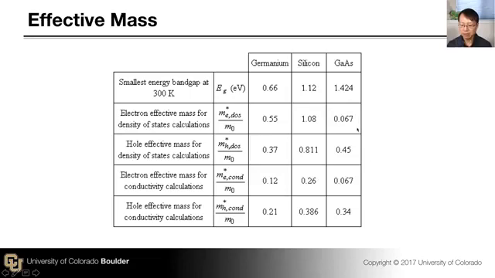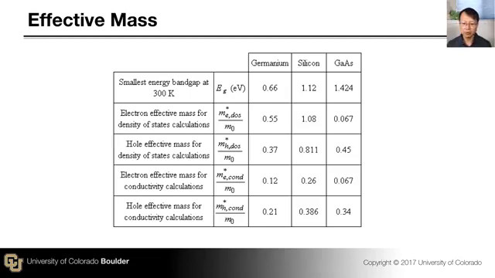In the case of gallium arsenide, the energy band structure is isotropic, meaning the curvature of the energy band structure is independent of the direction of the k vector. So you get a nice single scalar value for effective mass. For silicon and germanium, the energy band structure is different for different directions of the k vector, and that requires some sort of an averaging scheme to get a single number for effective mass.